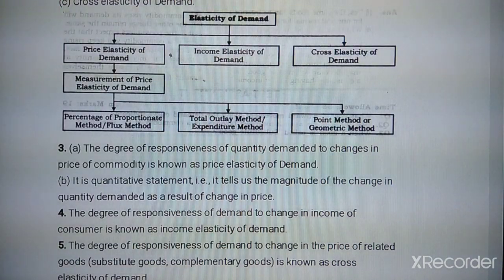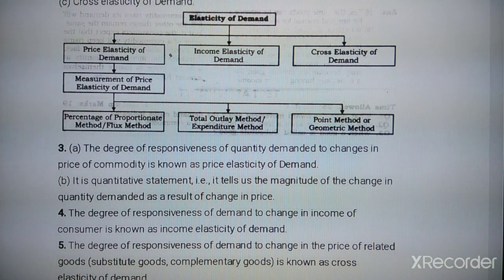Now see, the degree of responsiveness of quantity demanded due to change in price of the commodity is called price elasticity of demand. It means whenever there is a change in the demand due to change in the price, we study that under price elasticity of demand. Just remember a few things: it is a quantitative statement. Quantitative means we measure it in terms of some number. It tells us the magnitude of the change in the quantity demanded as a result of change in price.